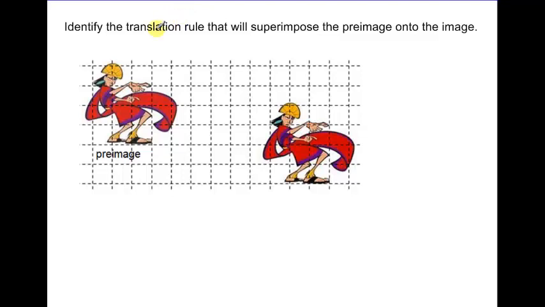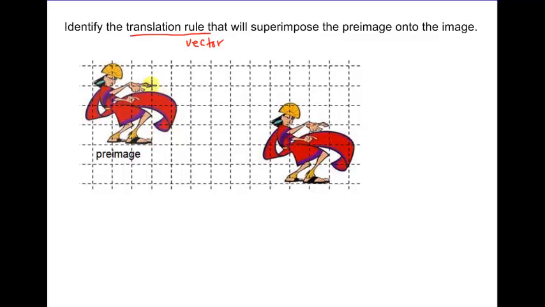So let's take a look at this example. We're going to identify the translation rule, which is otherwise known as the vector, that's going to superimpose this pre-image of Cusco here onto the image. So what we need to know is what's the vector that moves or slides him over. Now the way this is done is you need to locate a point on the pre-image. It can be any point you like.